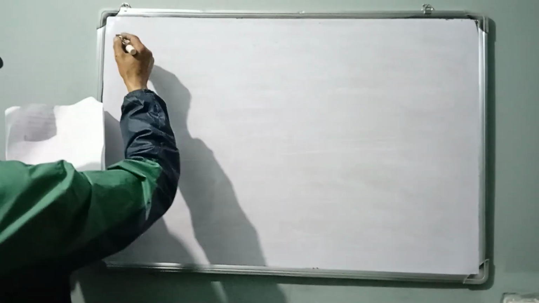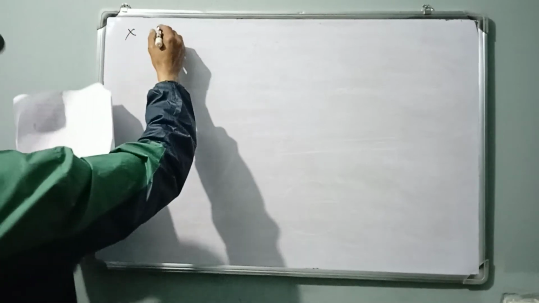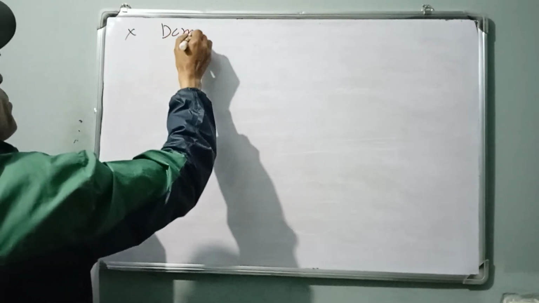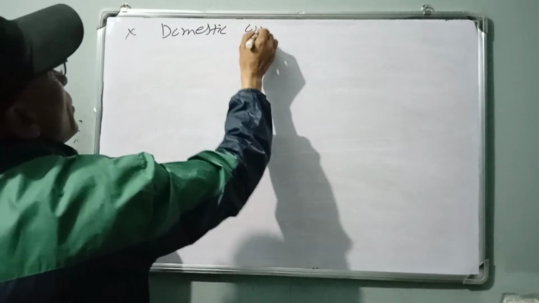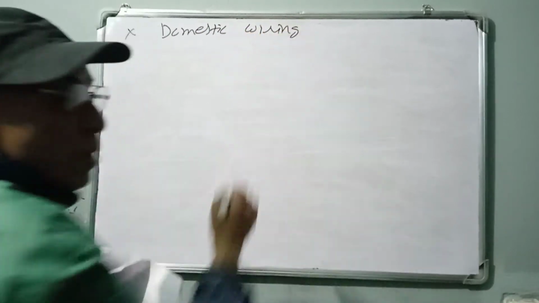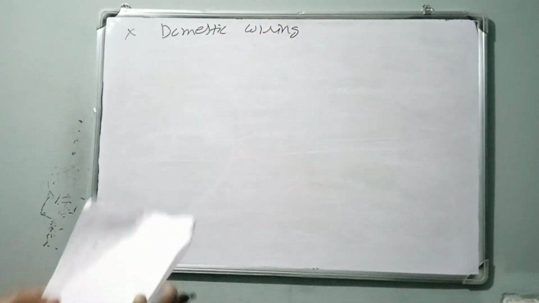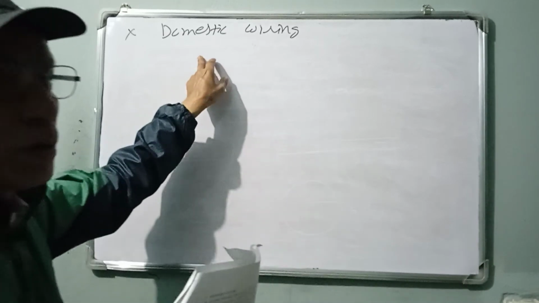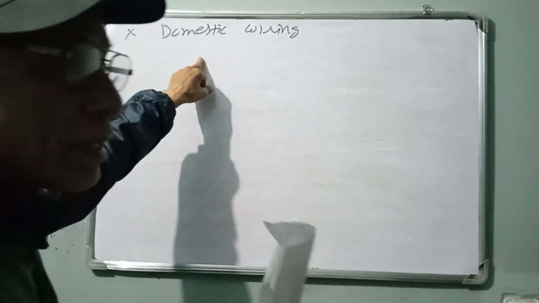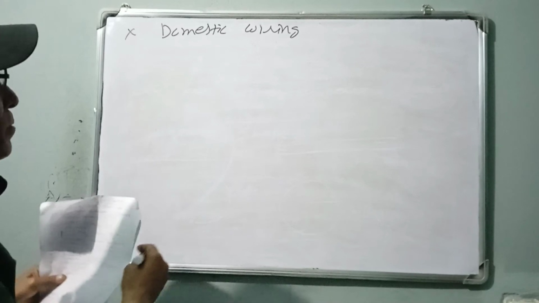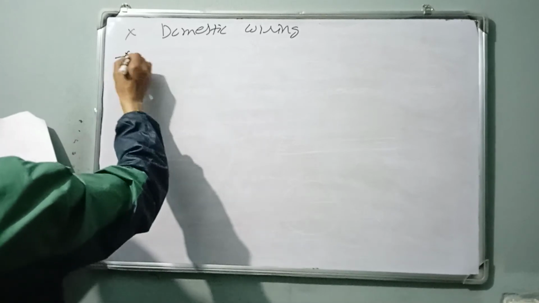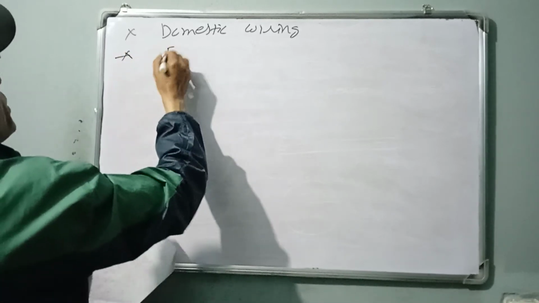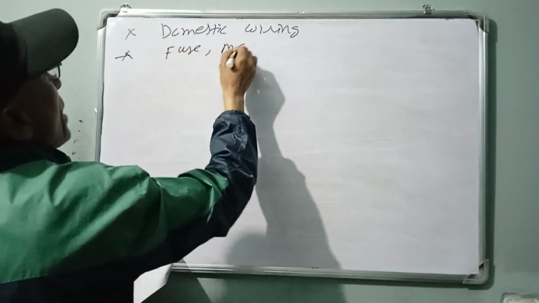Some others. See domestic wiring, a little bit faster now. Domestic wiring or house wiring, installing electricity in the house, like fuse, meter box, where to keep, sockets, power sockets, pins, etc. Another is also there, the difference between fuse and MCB.